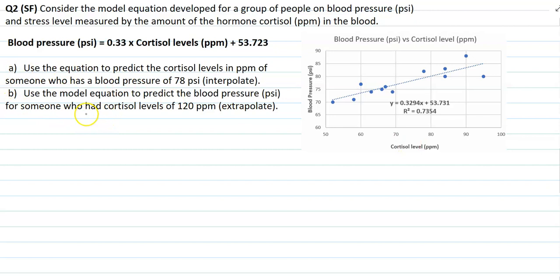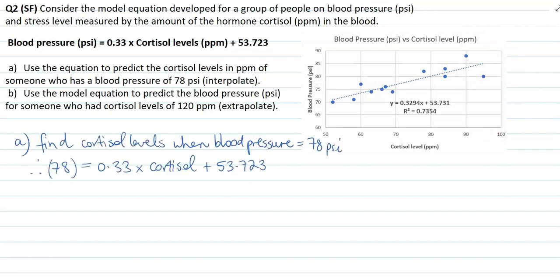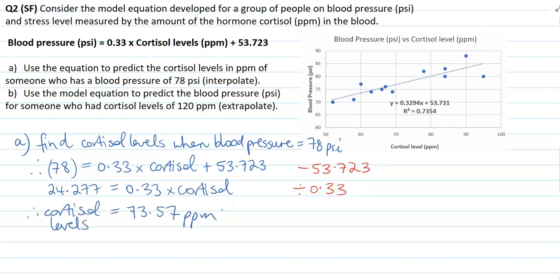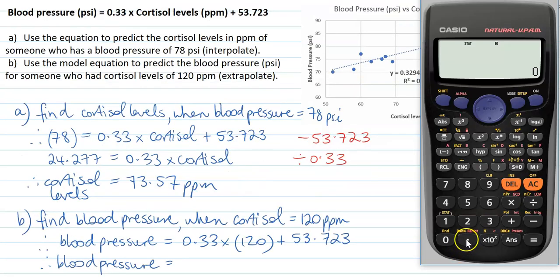And secondly, use the model equation to predict the blood pressure for someone who has cortisol levels of 120 ppm. You can see that's way outside of the range that we've graphed there, so we're extrapolating. Again, when it comes to solving for cortisol, we just need to use our solving equation skills. So we'll minus the 53.723, and then we divide by 0.33 to end up with our cortisol levels, with 73.57 parts per million of cortisol in the blood. For part B, finding our blood pressure when cortisol is 120 parts per million, pop it into our calculators.